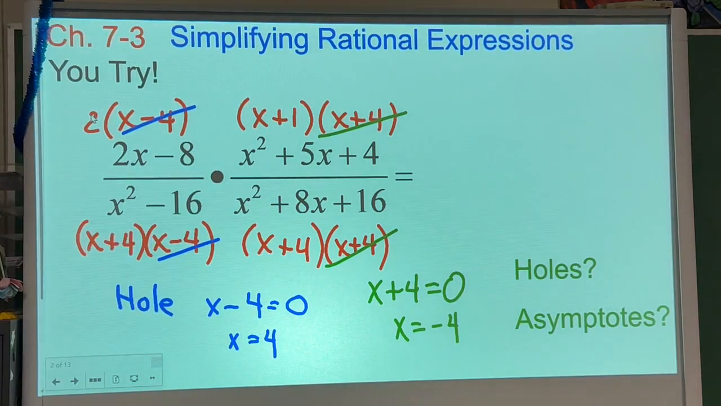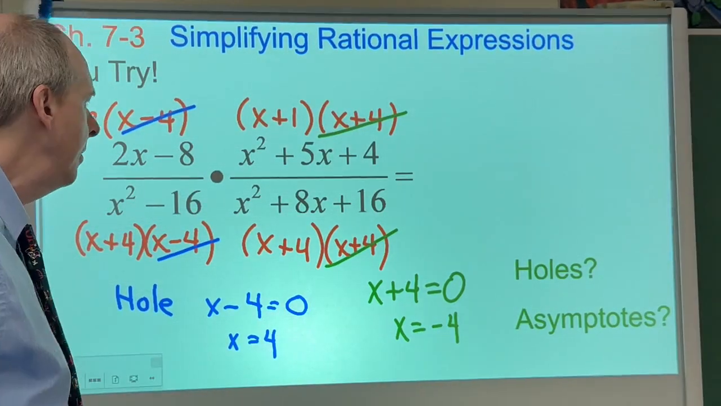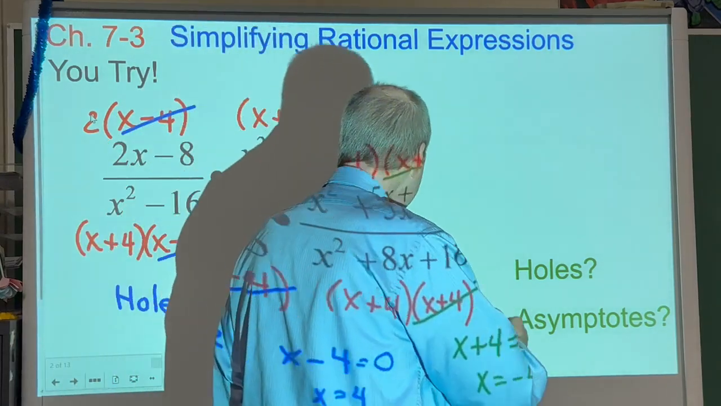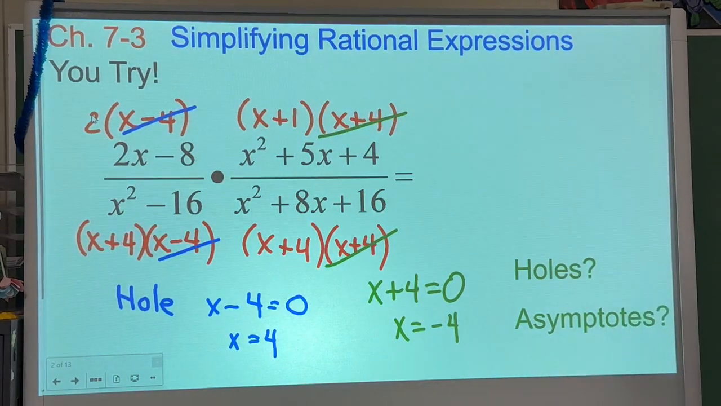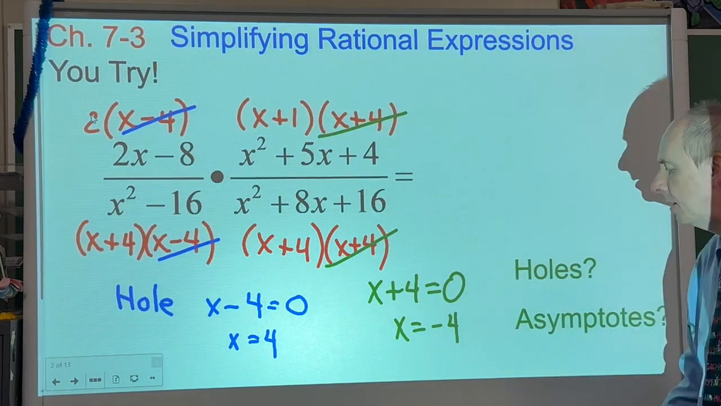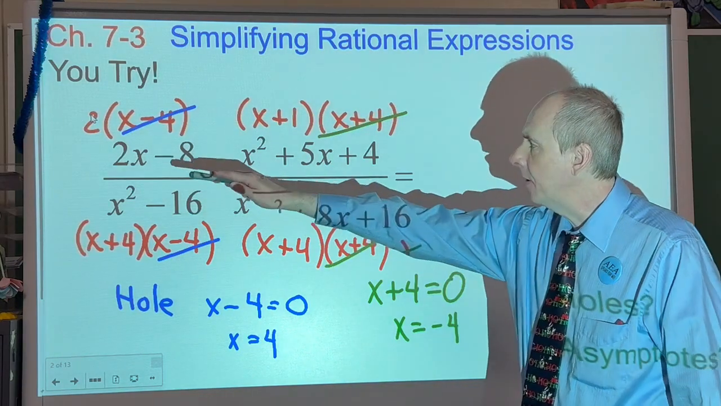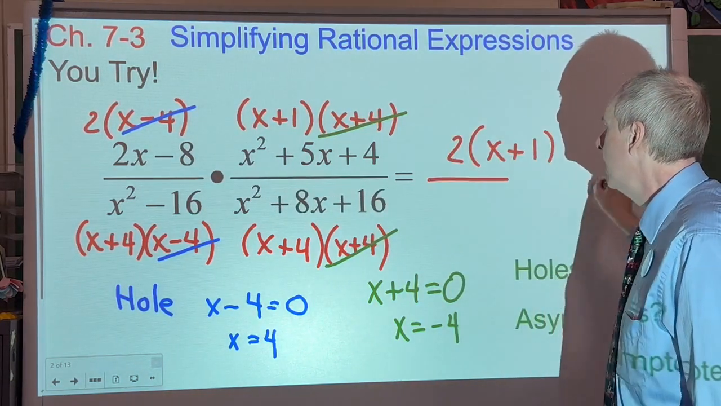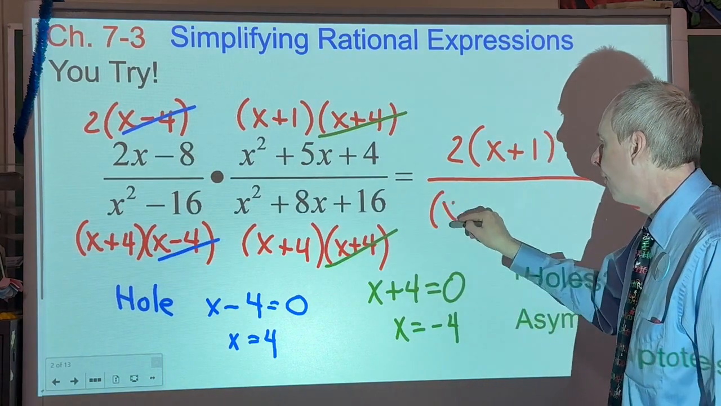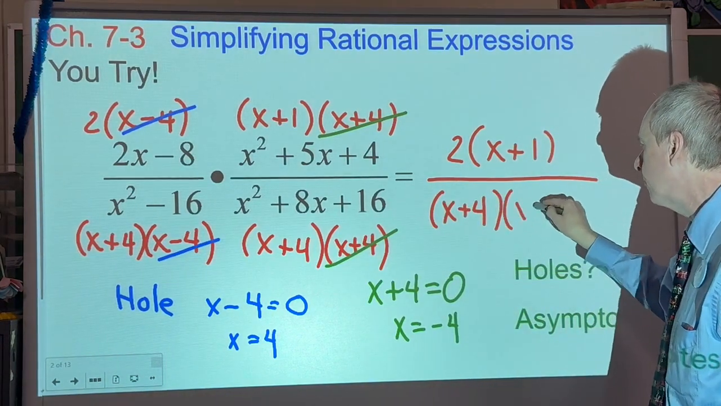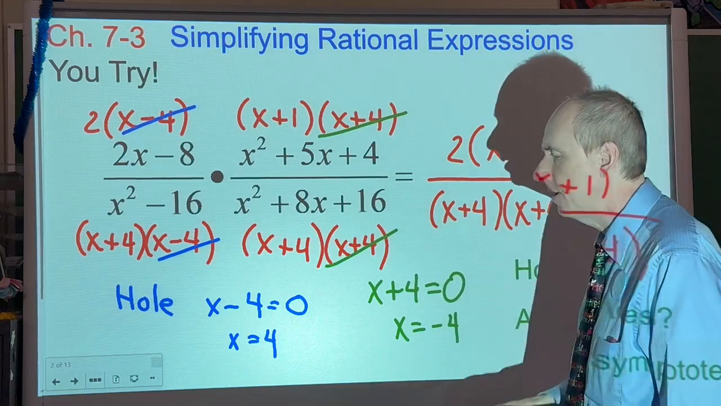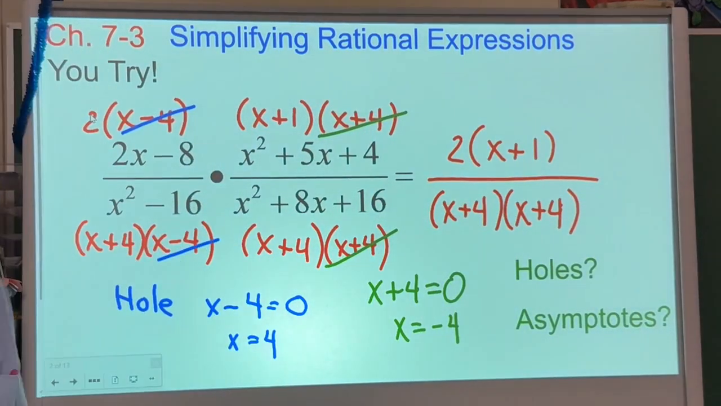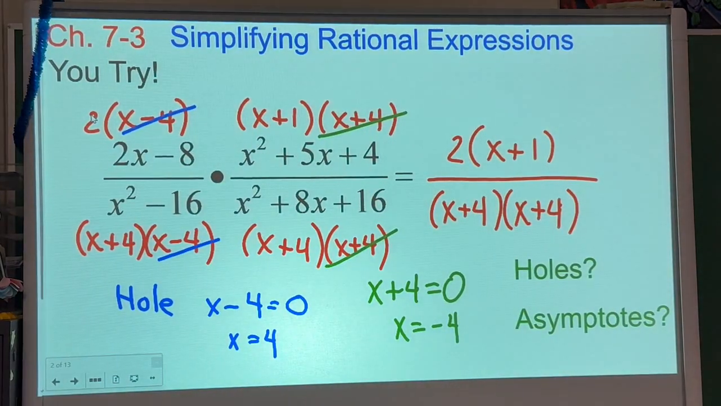What we could do, though, is simplify a little bit and then enter our equation into Desmos, and we'll be able to see whether this is a hole or an asymptote. So, let's see what's left after we're done canceling. We've got a 2. We've got x plus 1. And on the bottom, we've got x plus 4, and another x plus 4, which I could write as x plus 4 squared. I'm going to put that equation in Desmos and see what my graph looks like.